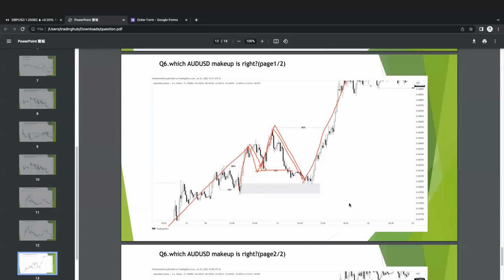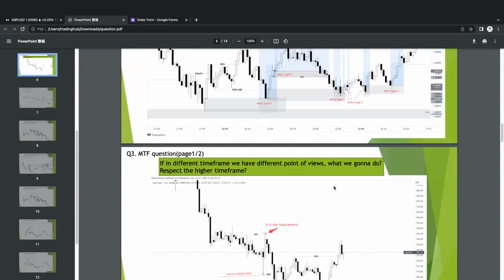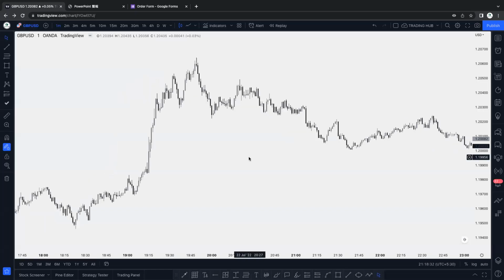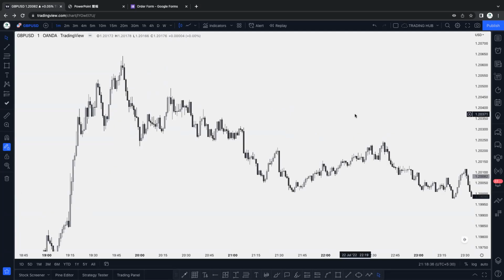Okay. Yeah, this one, as you mentioned here. Yeah, correct. Okay, so I think all questions are clear here. Now switching to the chart. I think all your homework has been done, and I will suggest you mark the correct structure.